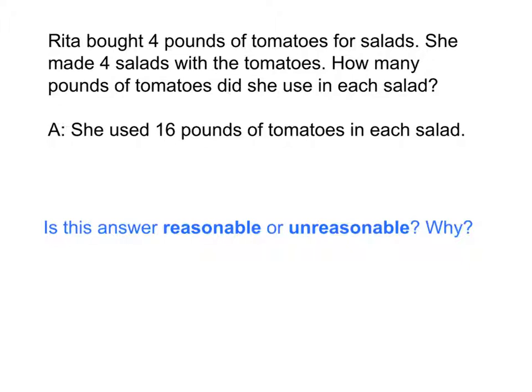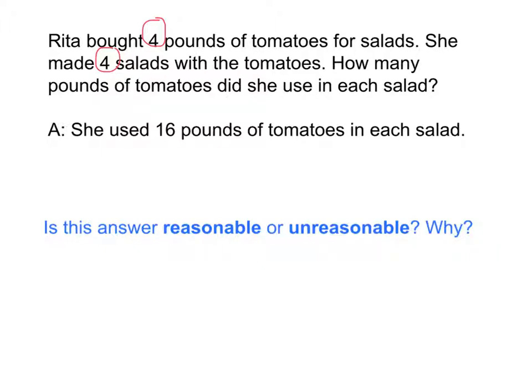What do you think? Dara? I think the answer is unreasonable because that would probably weigh more than the salad itself. And I think they just multiplied 4 times 4. So you think the student saw the numbers 4 and 4, and they just multiplied, thinking, oh, I know multiplication, 4 times 4 is 16. The answer is 16 pounds of tomatoes in each salad.